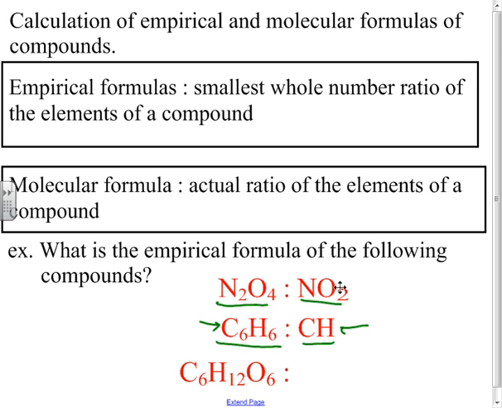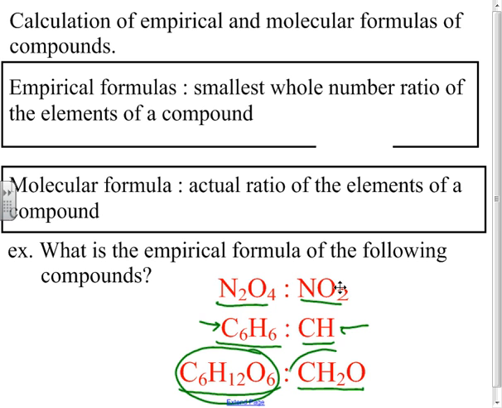And for glucose, we can reduce that by dividing it by 6 to get CH2O. Again, this is the empirical formula, the reduced formula, the lowest whole number ratio. This is the actual ratio, the non-reduced form. And again, note the mass relationship: since we divided glucose by 6 to get CH2O, the mass of glucose is going to be 6 times the mass of this. That's an important relationship because that is how you are going to determine the molecular formula from the empirical formula.